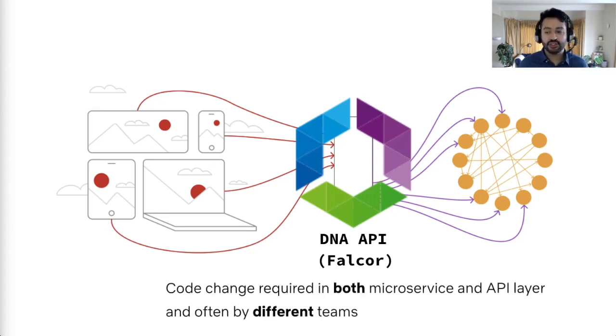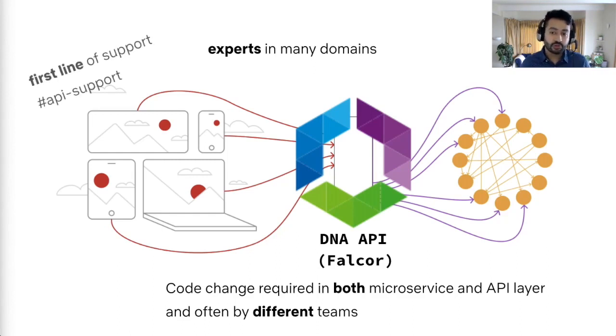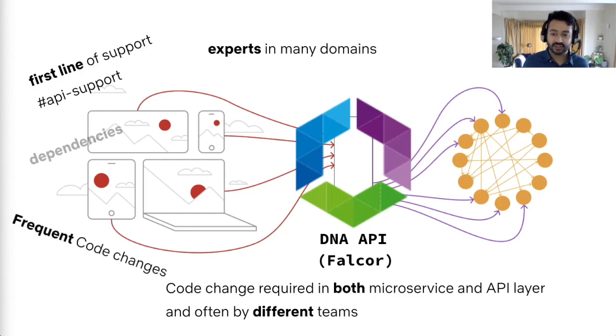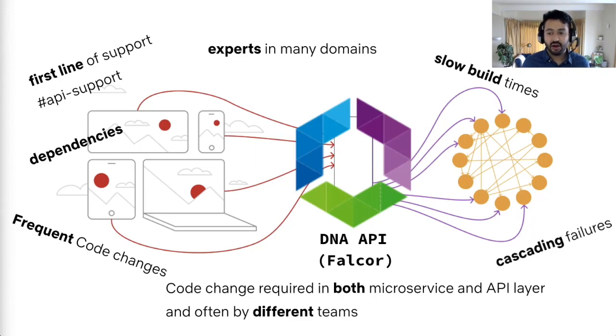First, for every new feature, we needed a code change both in the service layer and in the API layer. And this was often done by different teams. Because of this, the API team had to become experts in many domains. They were also the first line of support because it's a single runtime and handles all the requests. There are frequent code changes, and as there are more backend services, we need to connect to them, so more dependencies. This resulted in slow build times. And oftentimes when you have a single runtime, a memory leak in one area could cause problems in completely unrelated areas, and we saw these cascading failures.